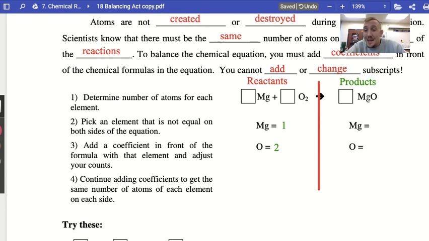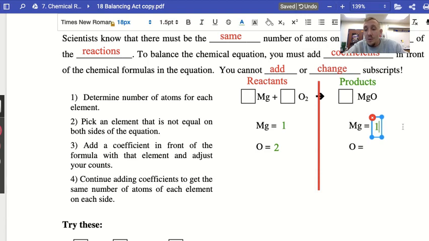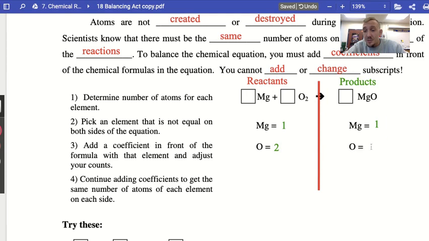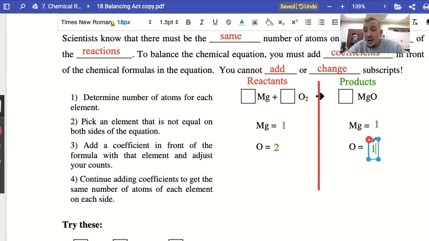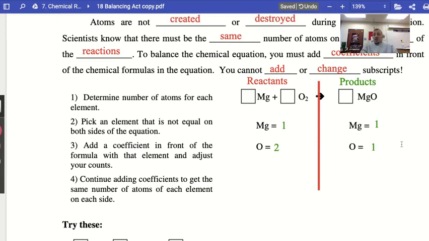Now looking on the right side, there's no subscript on magnesium, so technically I have 1 magnesium. Oxygen also doesn't have a subscript, so I have 1 oxygen. My reactants, what's reacting, and my products, what's produced, have to be the same. Magnesium is 1 on the left side and 1 on the right side. But oxygen is 2 on the left and 1 on the right. So technically it's saying I lost an oxygen. That's not possible. I can't destroy an atom.